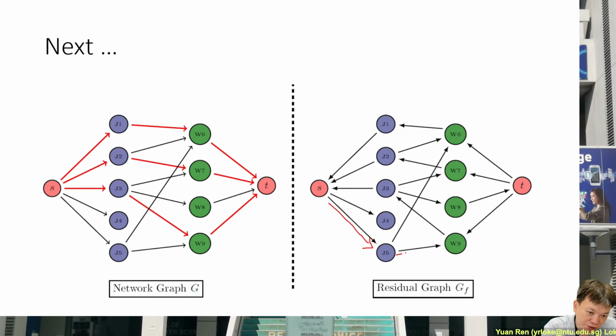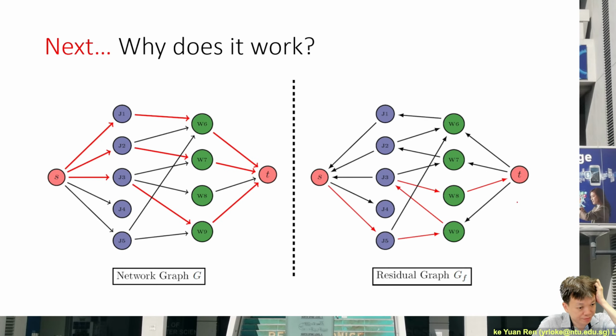You can only go from J5 to W9. And from W9, if you want to go to T, you definitely have to go through W3, J3, and then from J3 you go to W8, and then from W8 you can go to T. You can reach T. So this is the path. This is the last path you can have in this particular residue graph.